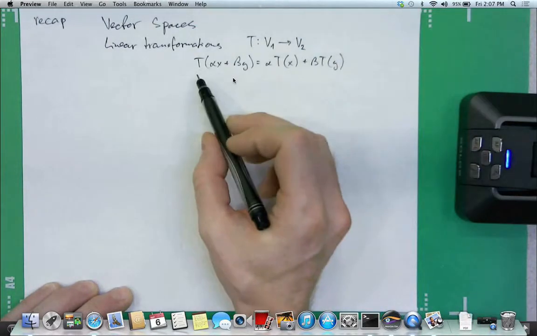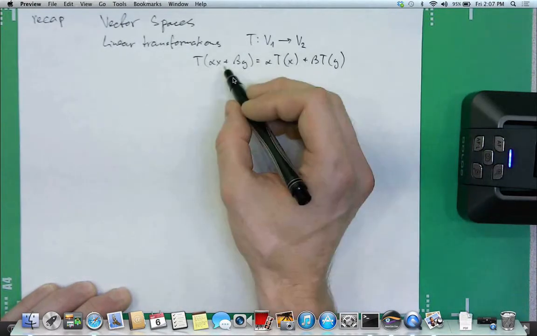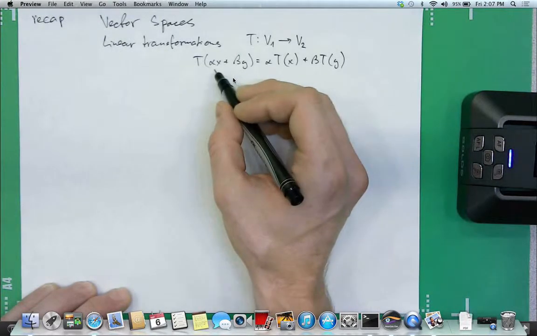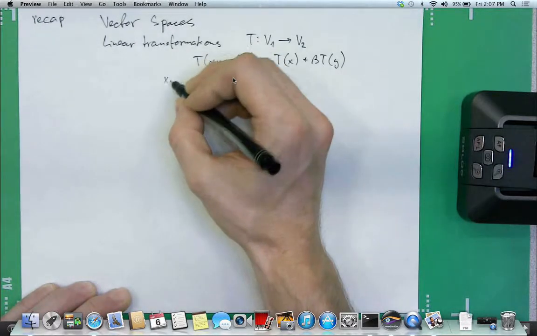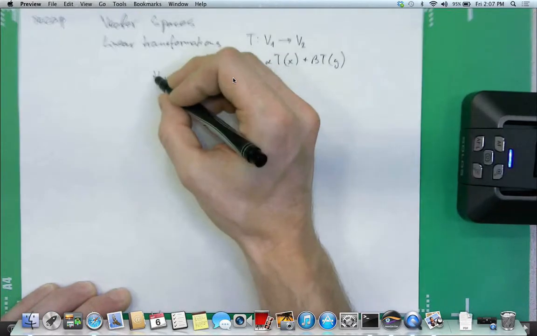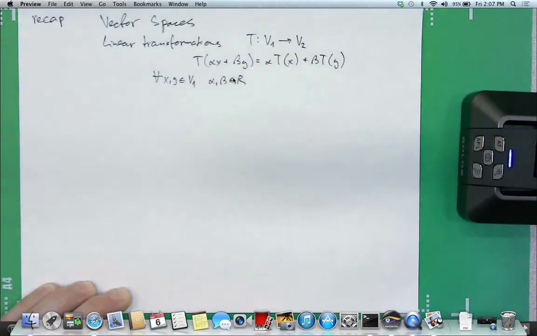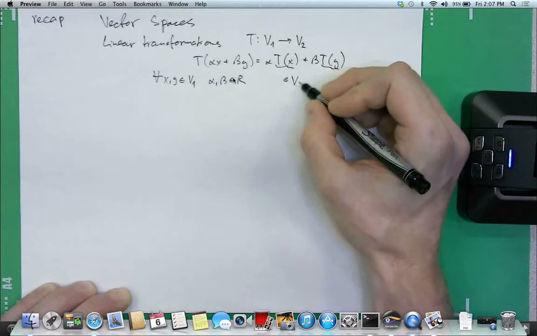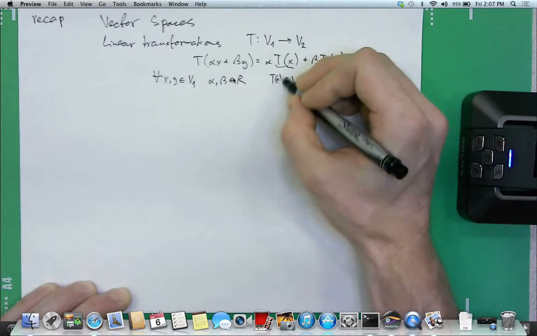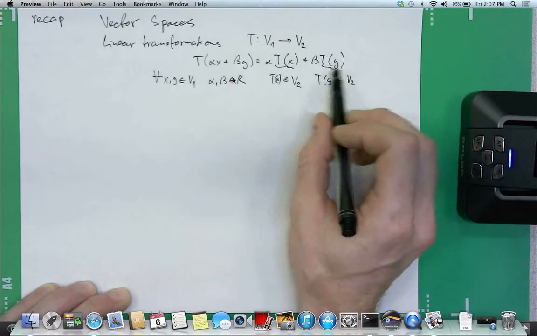You should now be ready to parse it like a compiler to understand what types these are. The x and y are vectors in the vector space V1. I could also write x, y are from V1, or for each x, y from V1. And alpha, beta are scalars. So we are working with vector spaces over the field of real numbers. Tx and Ty are also vectors, and they are from the vector space V2. Tx is from V2, Ty is also from V2. And this is again a linear combination in the vector space V2.